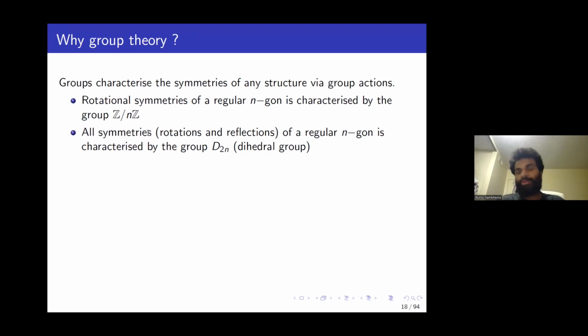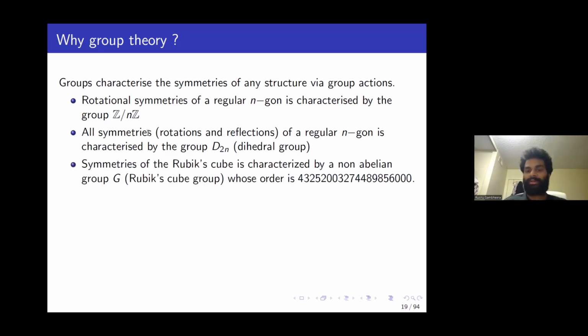Okay, so this group is very well understood. We know what all the elements are. We know how to multiply all the elements. It's a finite group. It has 2n elements, n rotations and n reflections. All right. The next example is one of my favorite examples, the Rubik's cube.